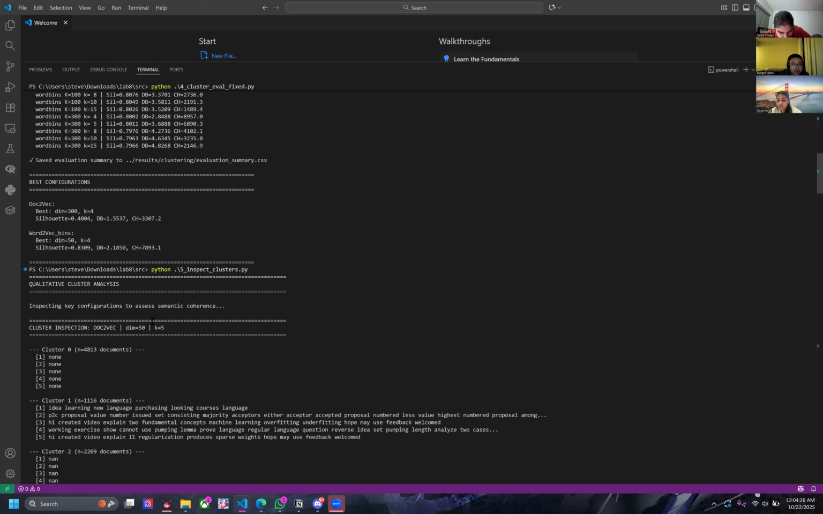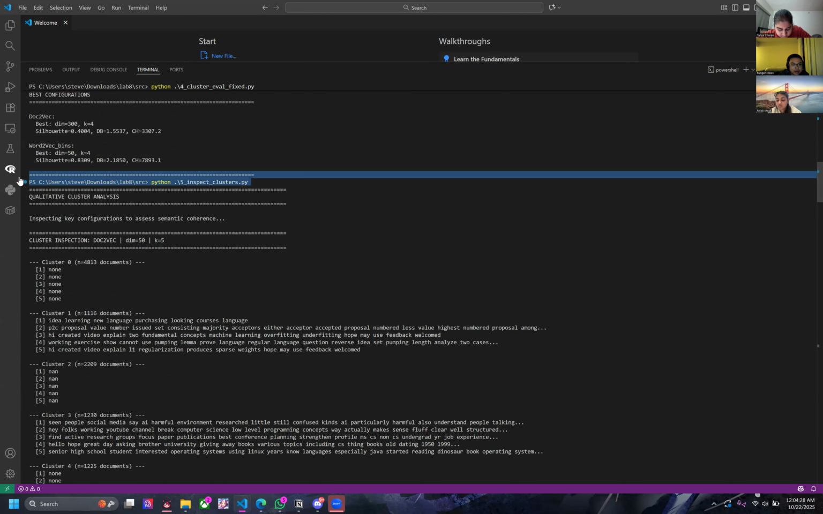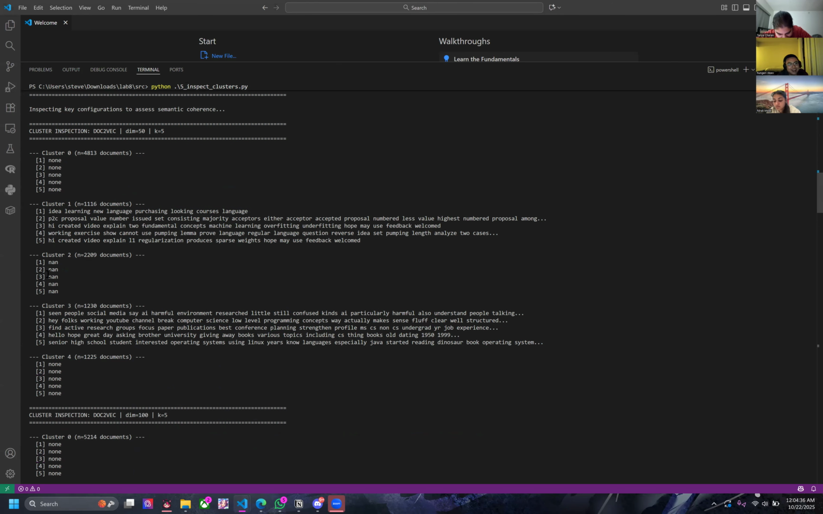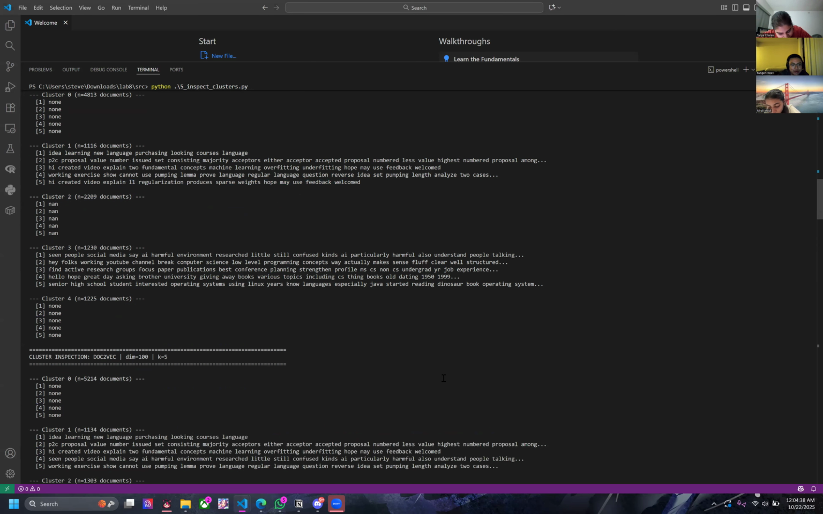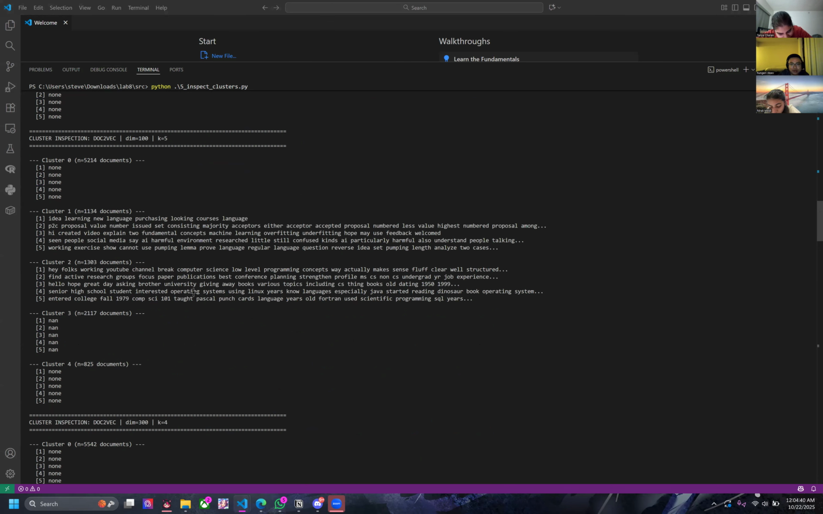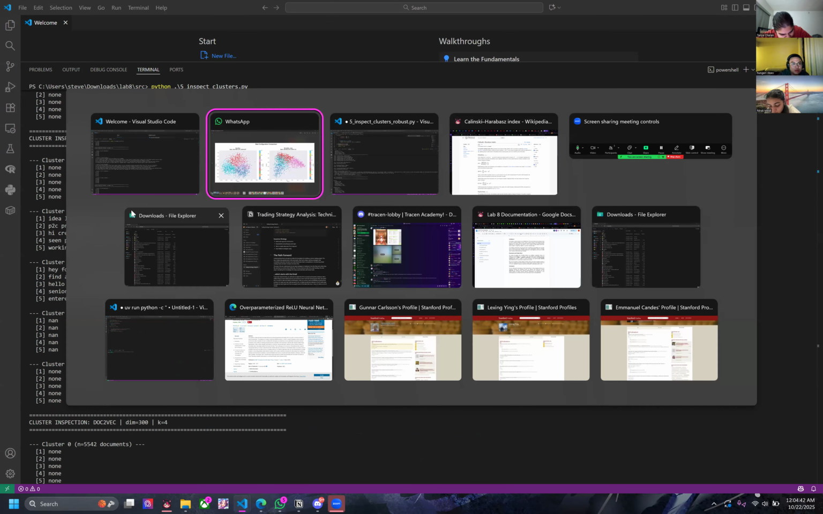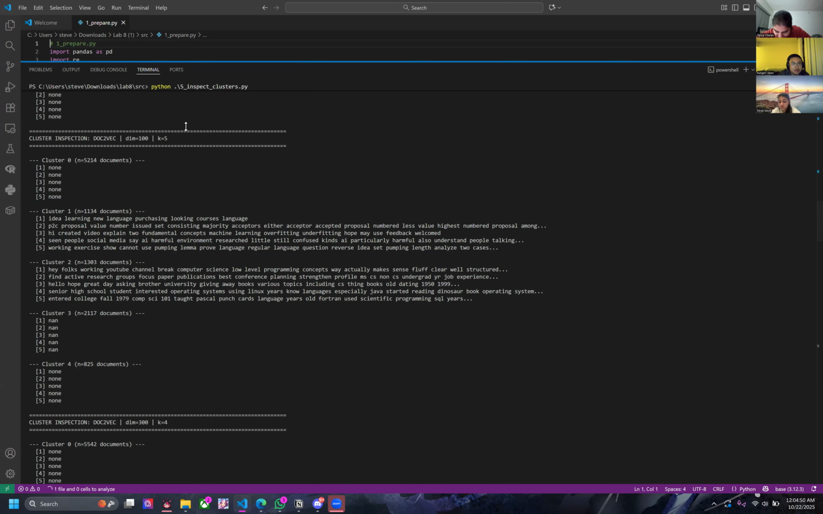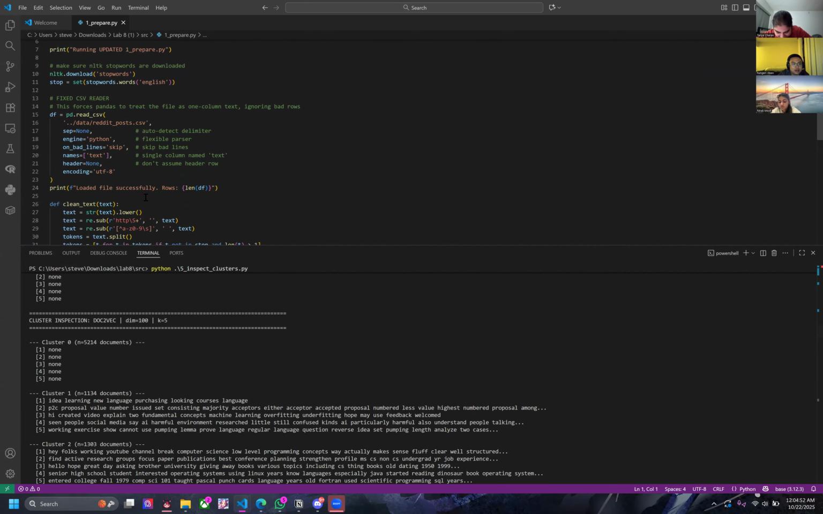So I ended up writing something to inspect the clusters, and I believe this is also part of the lab. And this is what we got. So it's just a bunch of nuns, an impressive amount of nuns and NaNs. And we were very surprised as to why this was a thing. So this was our initial lab 8, not this one. And as you can see, the bug is here.